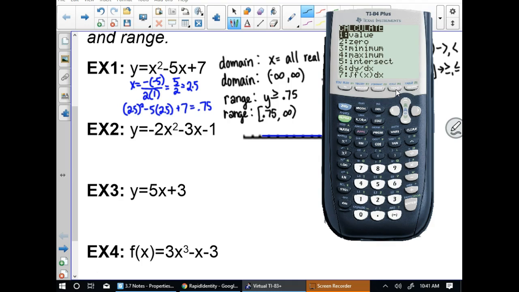Which one do we want here? We want the minimum point. Sometimes it's maximum if it's upside down. So minimum. And then it's going to say left bound and have a question mark.